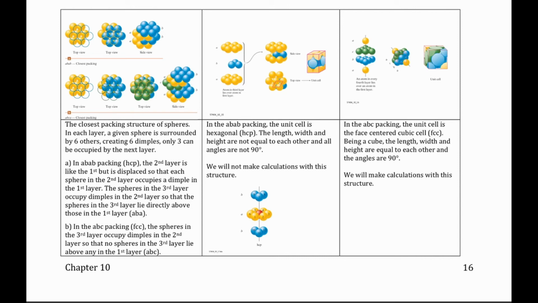It turns out for face-centered cubic, the other closest packing, its coordination number is also 12. Okay, our third column there is the FCC, the ABC packing, FCC unit cell. In the ABC packing, the unit cell is the face-centered cubic cell, FCC. Being a cube, the length, width, and height are equal to each other, and the angles are 90 degrees. In our picture there, we see the unit cell. We will make calculations with this structure.